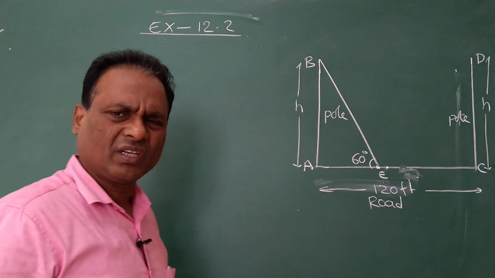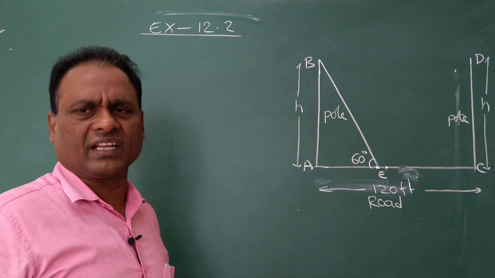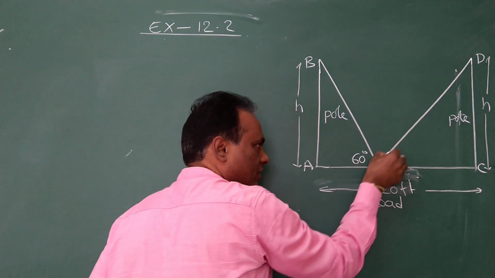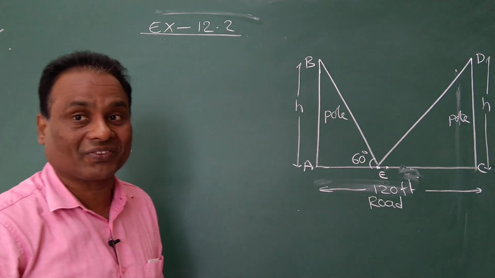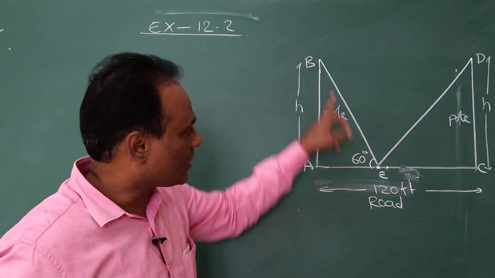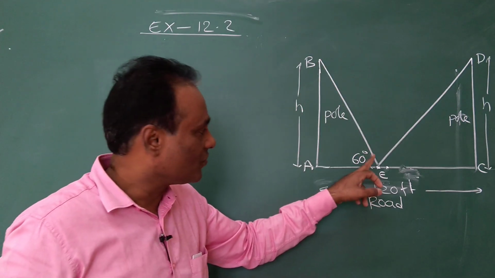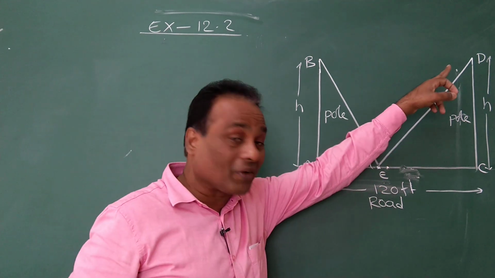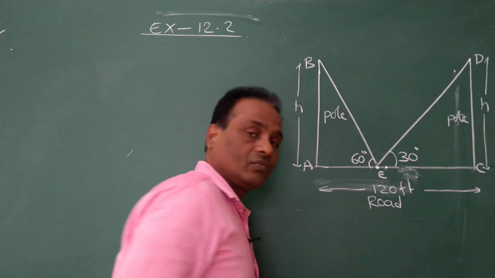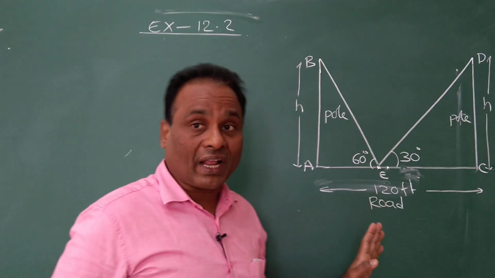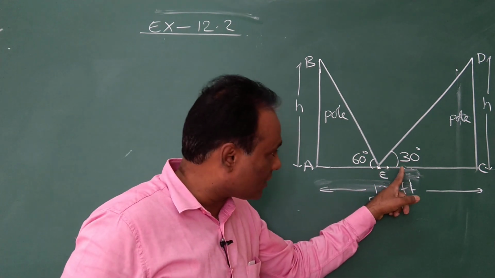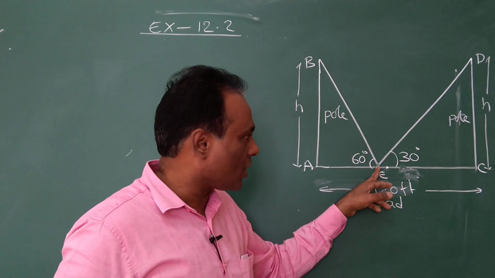Any side you can take. One side 60 degrees, one side 30 degrees. This pole also we observe. From the same point we have seen both the poles. From here, we observe the top of this first pole. What is the angle of elevation? 60 degrees. From the same point, we observe the top of the second pole, the angle of elevation is 30 degrees. Poles are equal height. Why the difference in angles? This is not the midpoint. If it is a midpoint, angles will be the same. So this is not the midpoint.